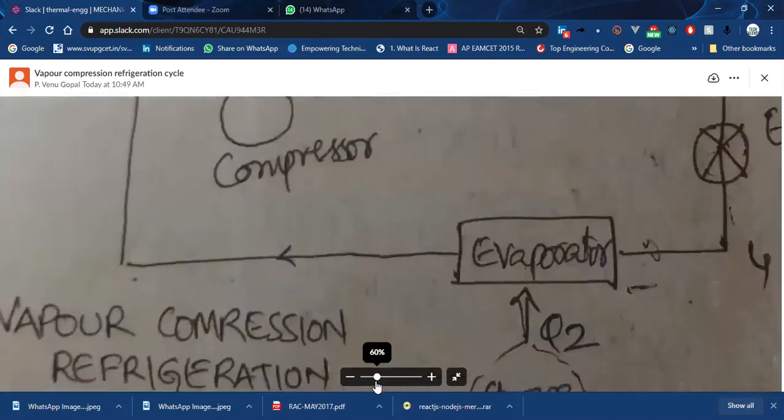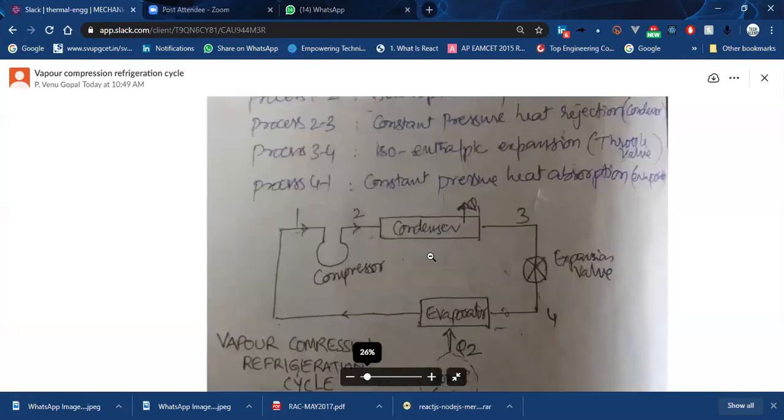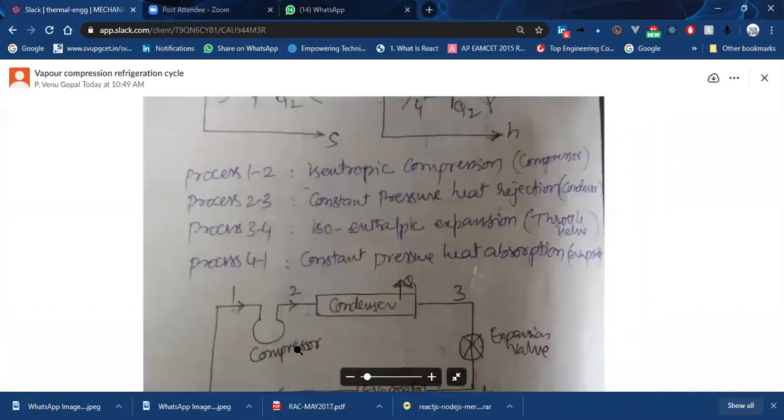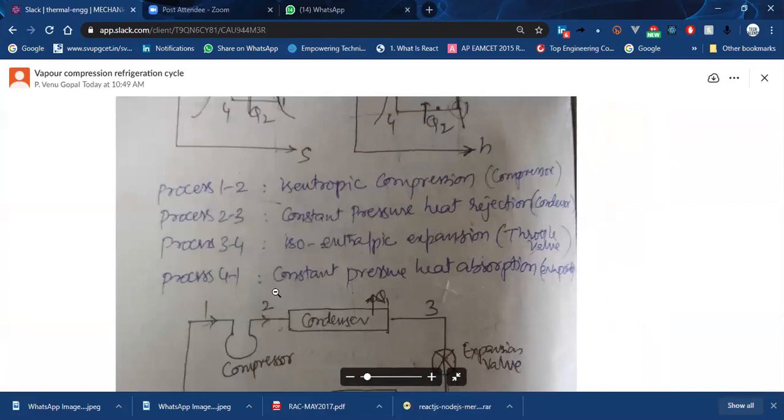Okay, this is a flow. Now we have to examine what are the processes involved. I mean, what are the thermodynamic processes happening in this vapor compression cycle. Here I have given 4 processes, right, just above this diagram. So you can see process 1 to 2 is an isentropic compression process, and process 2 to 3, that is happening in the condenser.